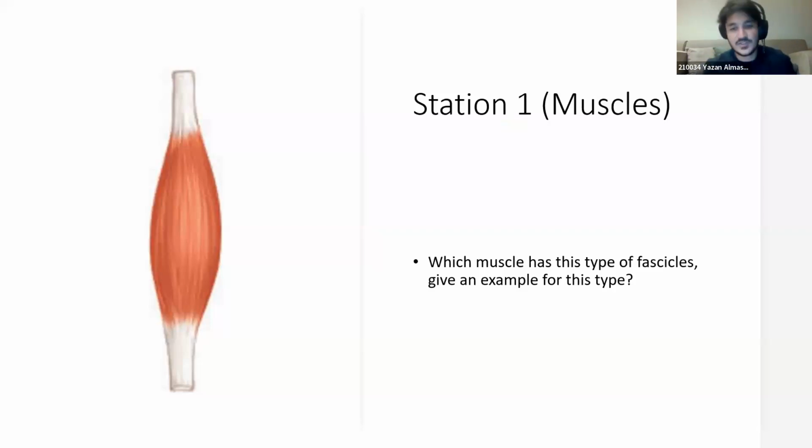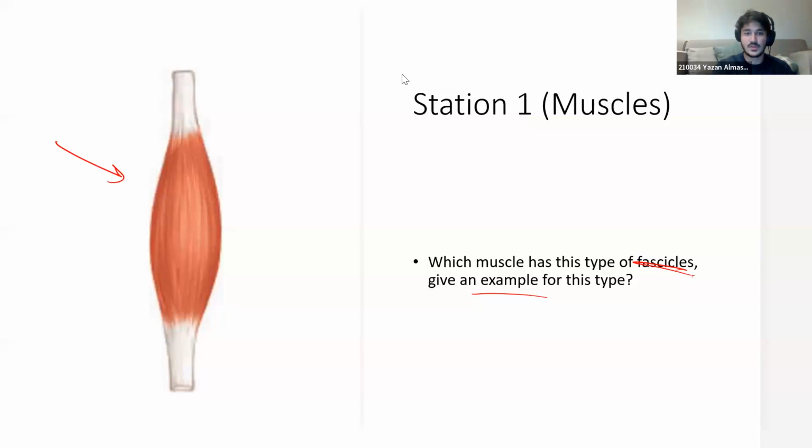Okay, this question is asking which muscle has this type of fascicle, and to give an example for this type. First of all, this is the muscle. What do you think is the type of muscle? Someone in the chat answered fusiform, and the example is biceps. So both of you are correct.